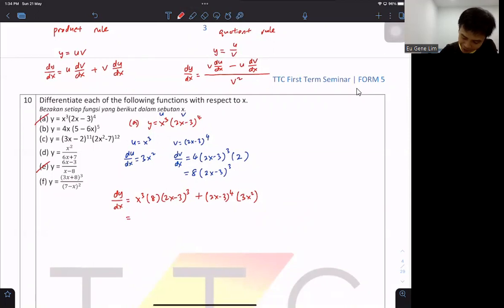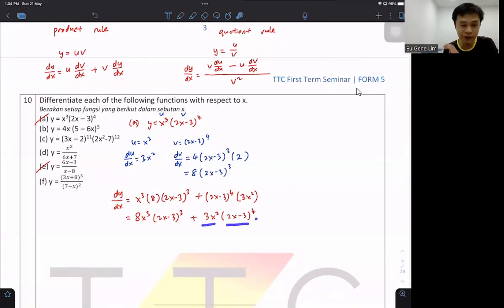So x cubed times 8, 8x cubed, (2x minus 3) power 3. Then this one, 3x squared, you put in front, okay? Put the 3x squared in front, make it look nicer, more beautiful, understand? Just arrange properly: 8x cubed, bracket power 3, 3x squared, bracket power 4. Arrange nicely first, then only you continue.